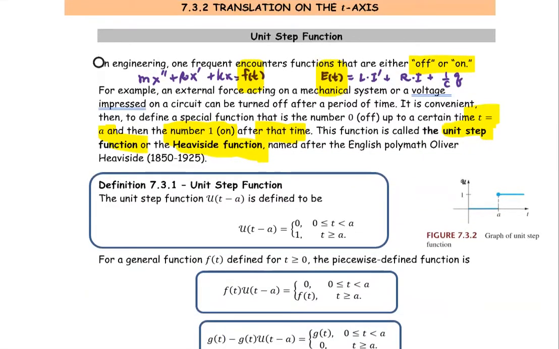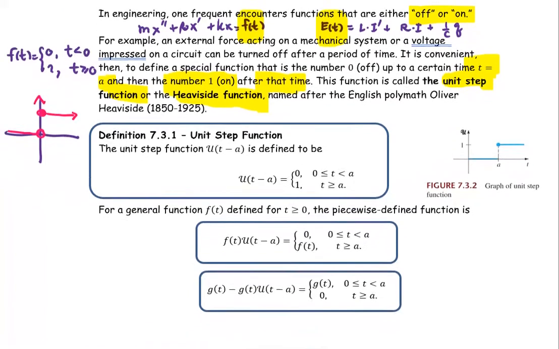You might be familiar with the function f of t, which is defined to be 0 for t less than 0 and defined to be 1 for t greater than or equal to 0. The graph of this piecewise defined function is 0 for t less than 0, and the function value is 1 for t greater than or equal to 0. And this is the original step function graph.